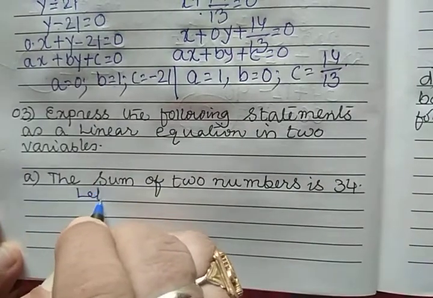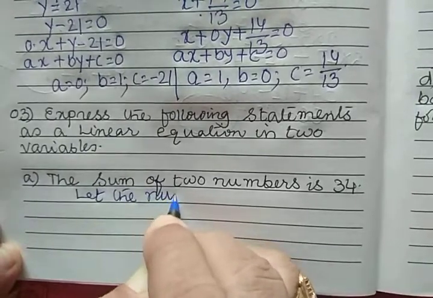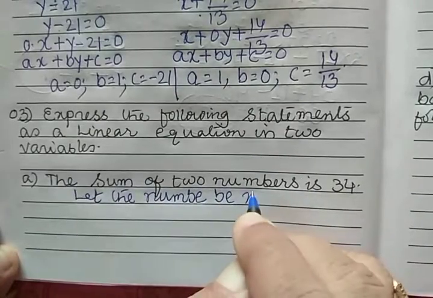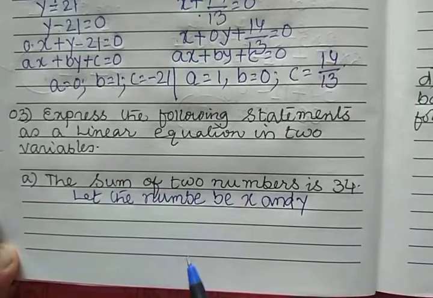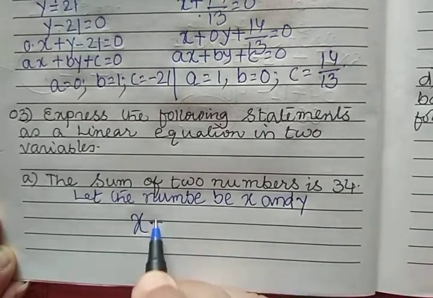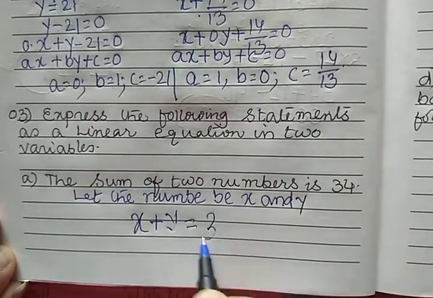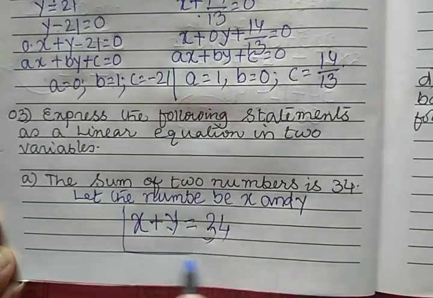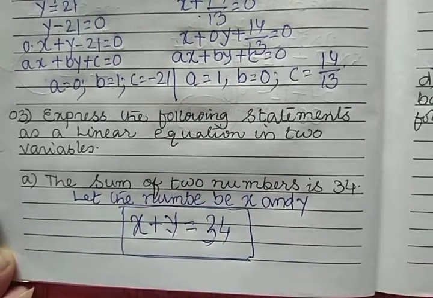Let the numbers be x and y. So what is given? Sum is 34. Sum means what? Plus. x plus y is equal to 34. This is your required linear equation.